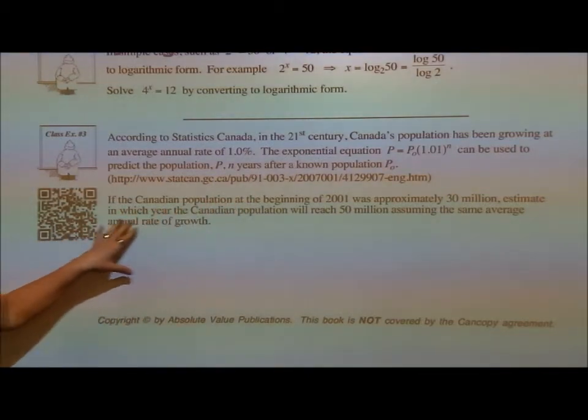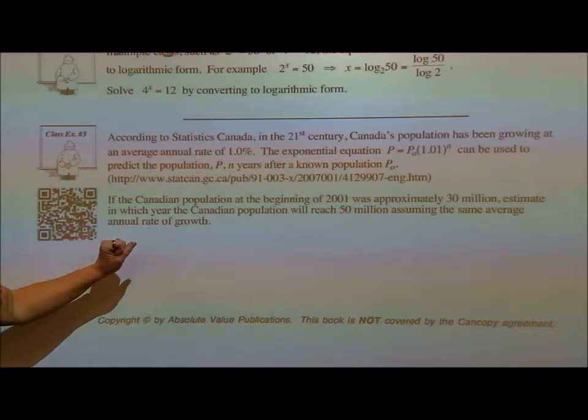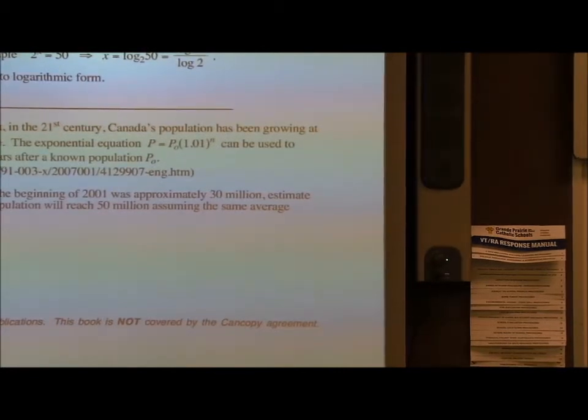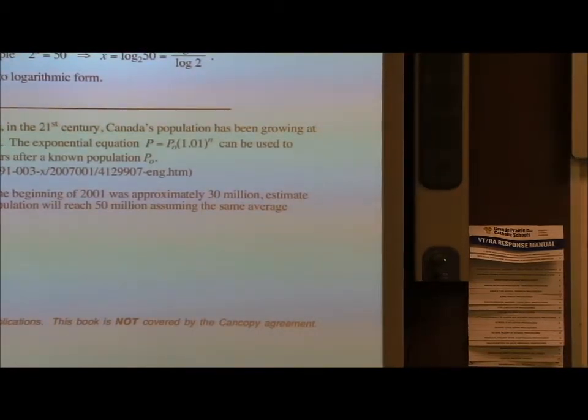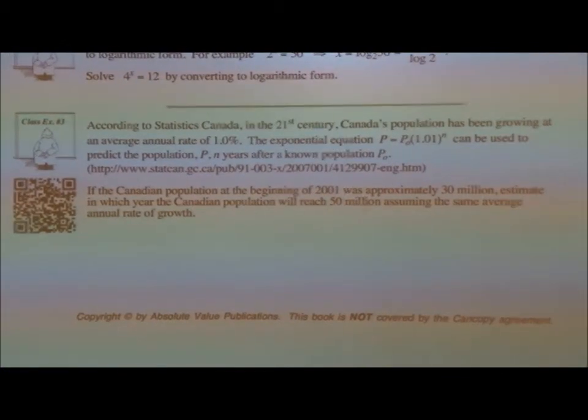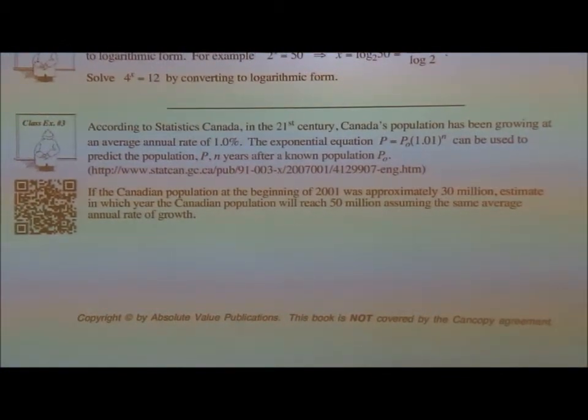Knowing this information is how Grande Prairie's managed to build 2 Catholic schools in the next 2 years, on top of all of the other schools that are being built, because they've shown an increase in their population. So if the Canadian population at the beginning of 2001 was approximately 30 million, estimate in which year the population will reach 50 million, assuming that the average rate of growth does not change.